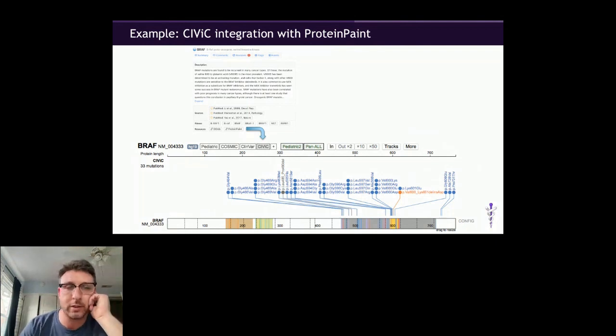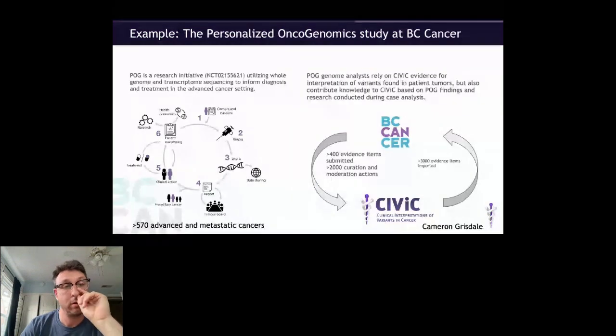Another example of an integration in the community is with more of a clinical use case. So this is the Personalized OncoGenomics study at BC Cancer. This is a strong collaboration we have with the group in Vancouver, who are leading, I think, one of the largest formal clinical trials utilizing whole genome and transcriptome sequencing to inform diagnosis and treatment in the advanced setting. Their genome analysts rely on CIViC evidence for interpretation of variants found in their patient tumors. And they also contribute knowledge to CIViC based on POG findings and research conducted during case analysis. They've really been strong contributors back to CIViC.